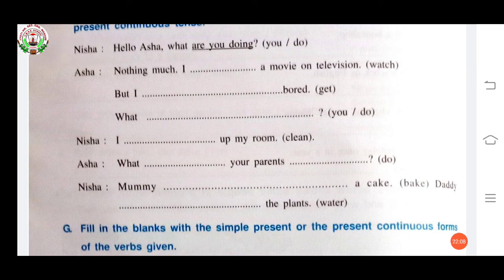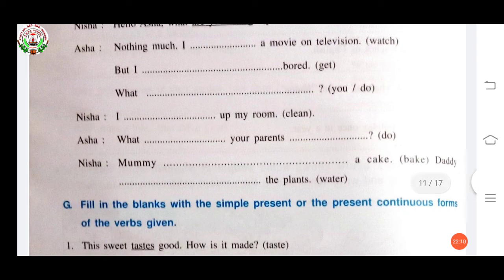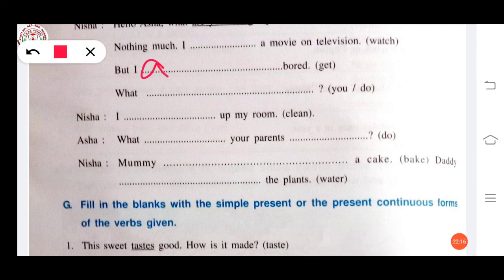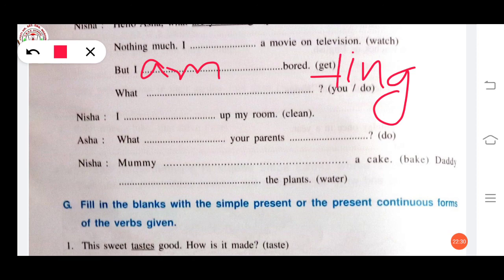Now see next. I dash bored. Again I is there, so what will come? Am. And get is given. Get is the first form, you have to add ing, so it becomes getting. Double T will come because I is there. So I am getting bored.